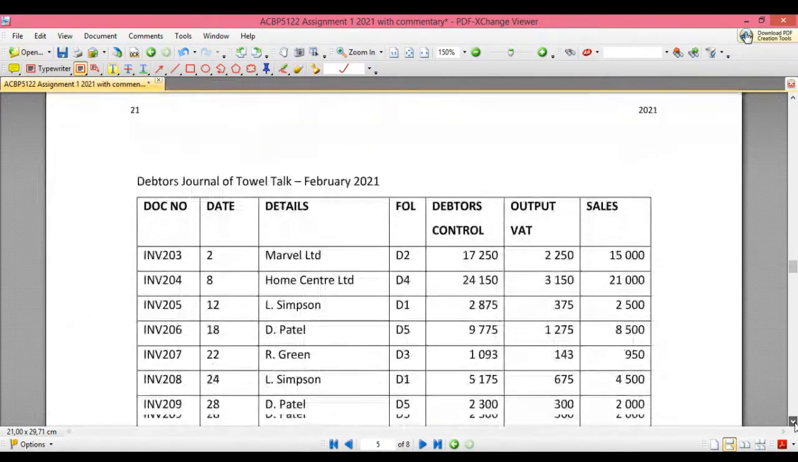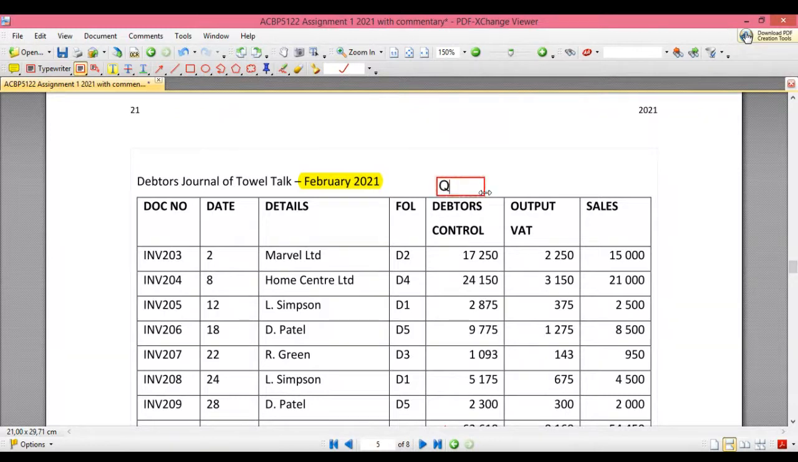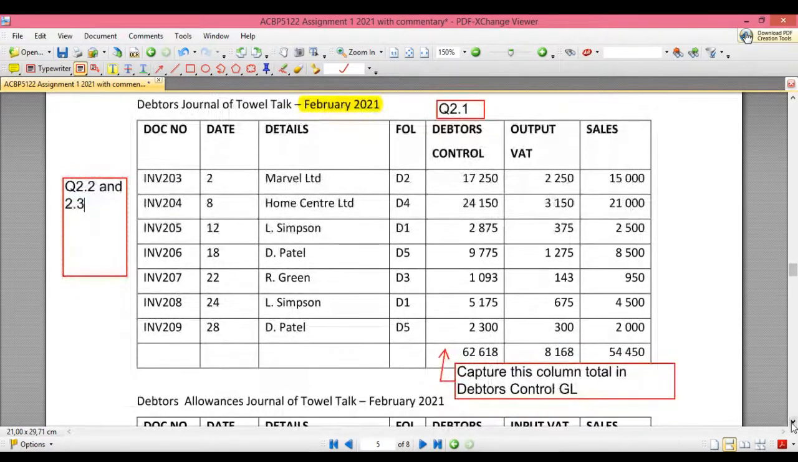Then the next thing is they've given you your debtors journal for February. Now the information I'm going to take out here for question 2.1, I'm going to use this debtors control column. Then for question 2.2 and 2.3, I'm going to use the individual line items. Okay. And you will do the same for all the other journals that they've provided to you.